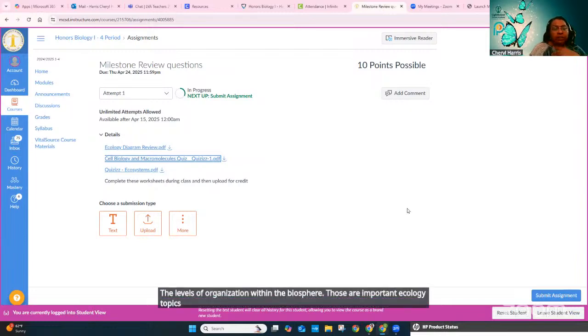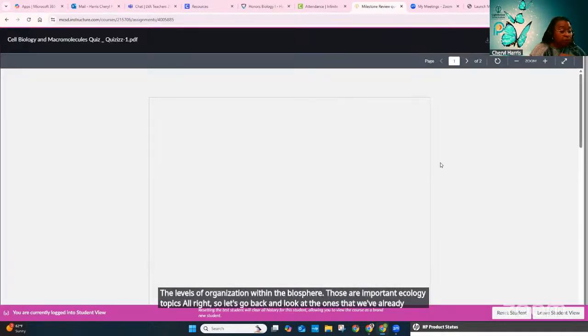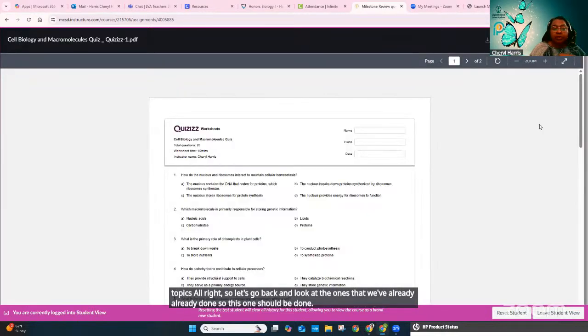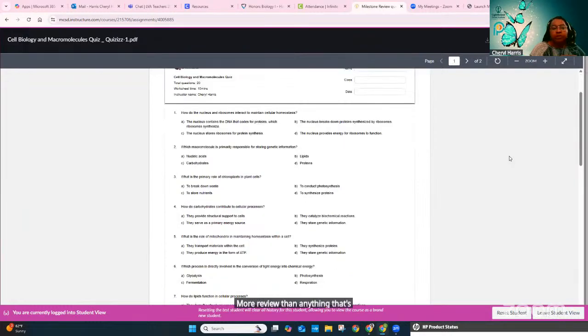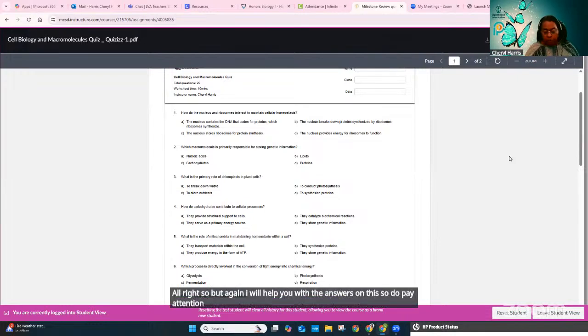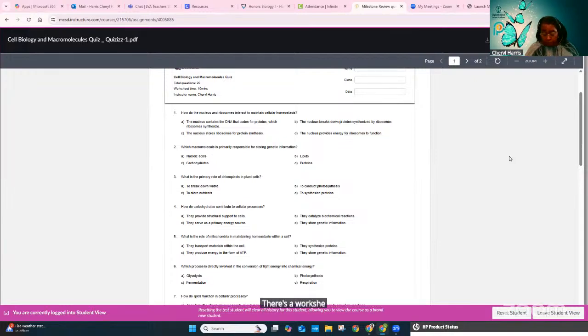All right, so let's go back and look at the ones that we've already done. So this one should be more review than anything. There's no pretty pictures on this one. But again, I will help you with the answers on this, so do pay attention. And again, what you should be submitting to me is a worksheet with answers on it showing that you did pay attention while we were going over this.